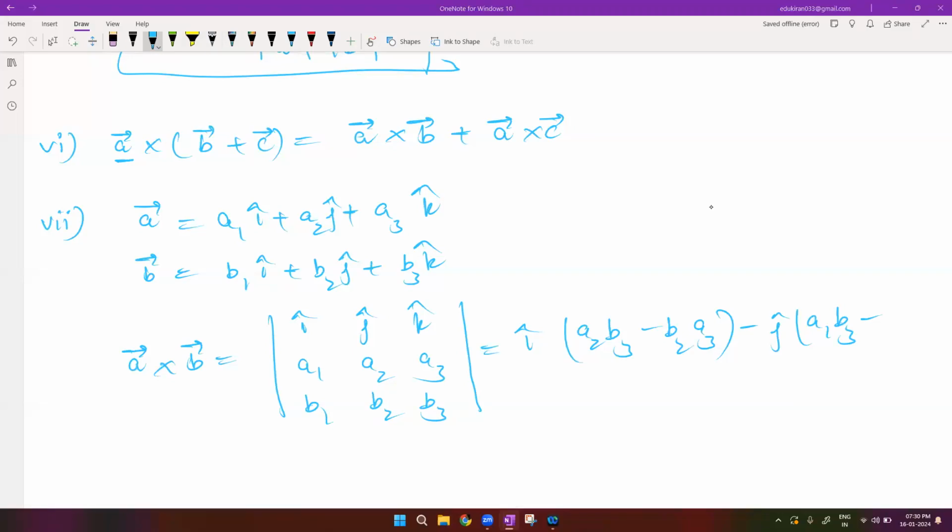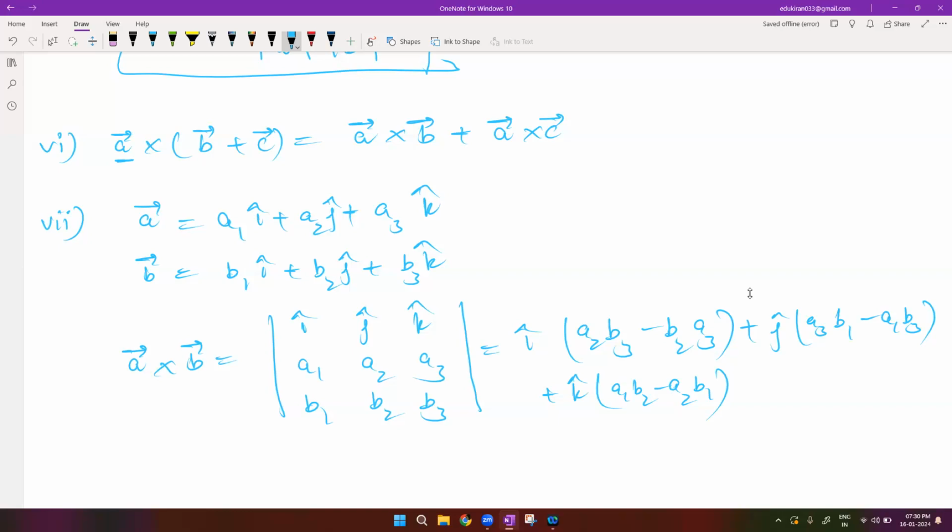Yes, I'm audible. So I'm solving this determinant for you, just for you to understand how we got the cross product as this determinant, right? So your j will be A1 B3, A3 B1, minus A1 B3, plus k cap, and this would be A1 B2 minus A2 B1. So this is the cross product of these two vectors A cross B when given in component form, right?